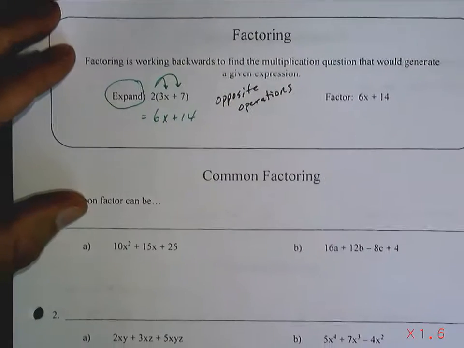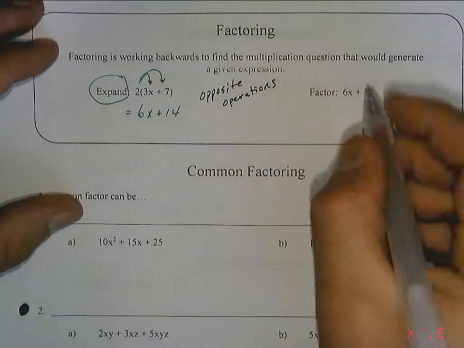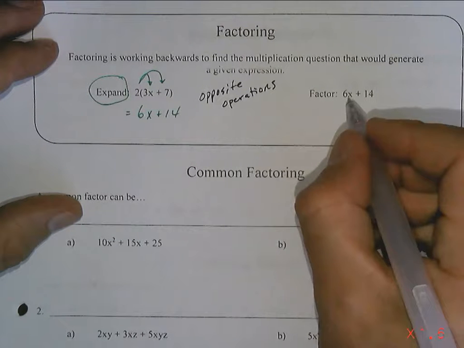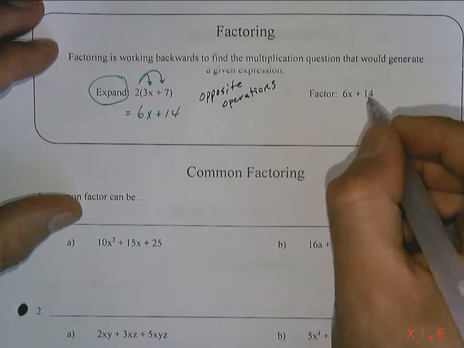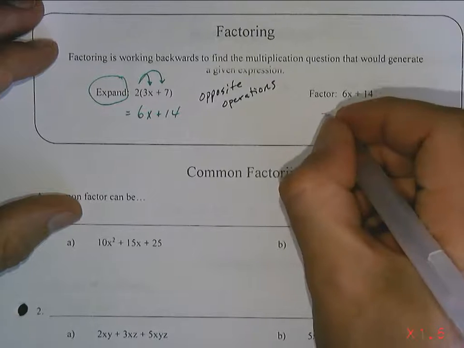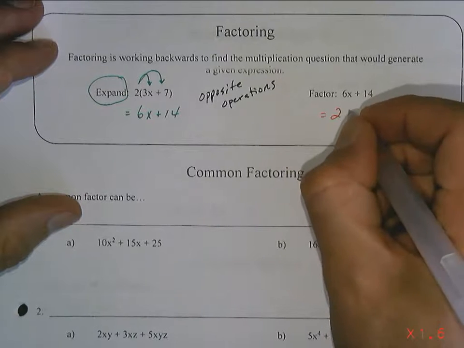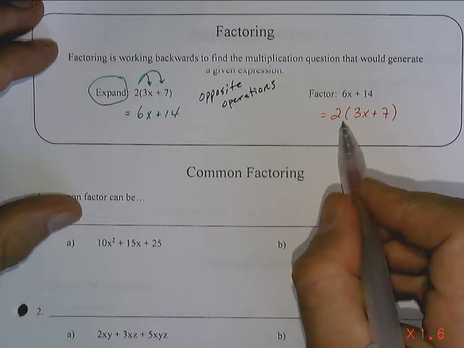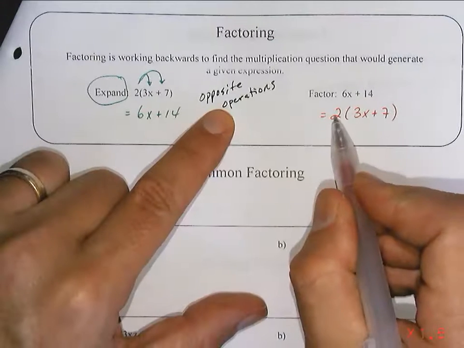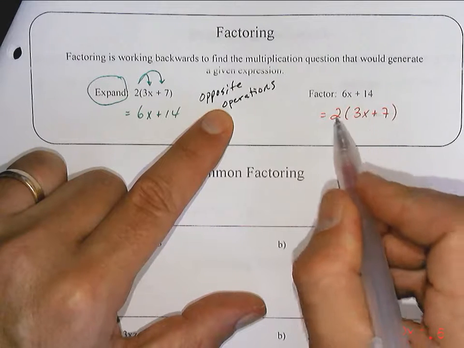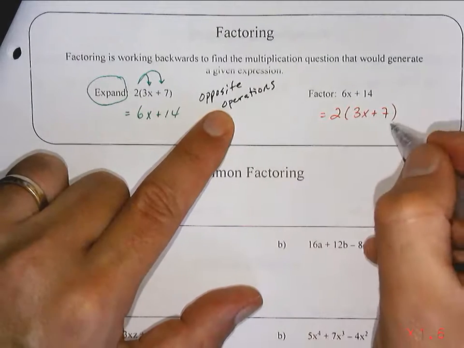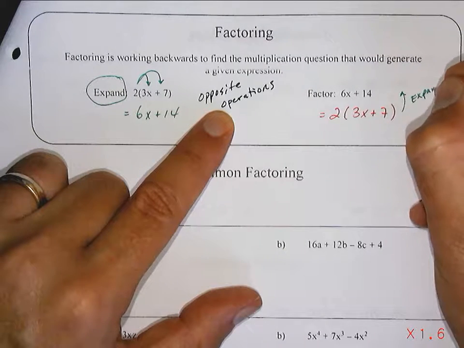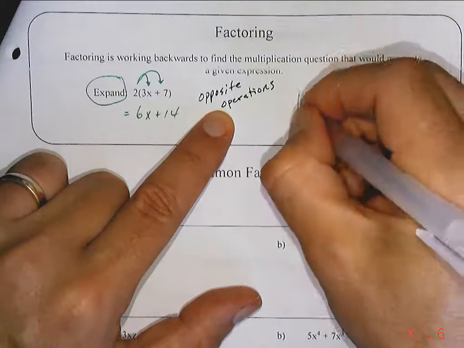However, factoring. With factoring, we're going to be looking for what is a common multiple in each of those. So a 6 can be divided by 2 and a 14 can be divided by 2, which means I can common factor out a 2, leaving me with 3x plus 7. I can go backwards and expand it because they're opposite operations. 2 times 3x is 6x, 2 times 7 is 14. And so if I go backwards, it's called expanding. And if I go forward, it's called factoring.